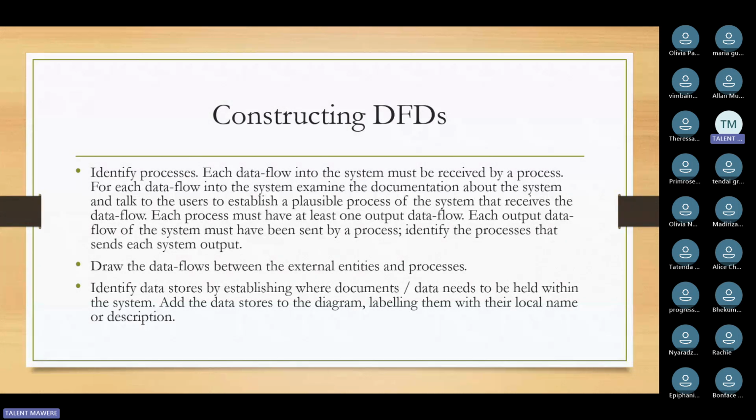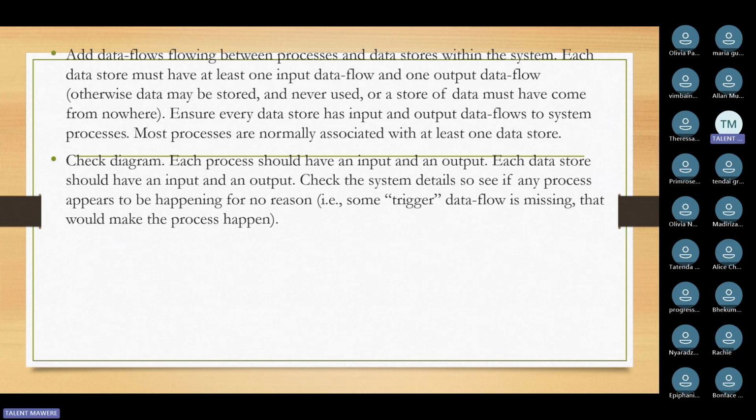Identify data stores by establishing where documents or data needs to be held within the system. Add the data stores to the diagram, labeling them with their local name or description. That's how you construct a data flow diagram. You also need to add flows flowing between the processes and data stores.